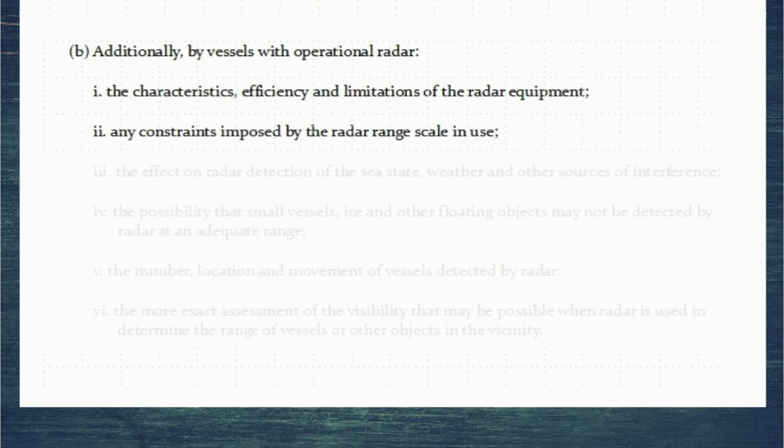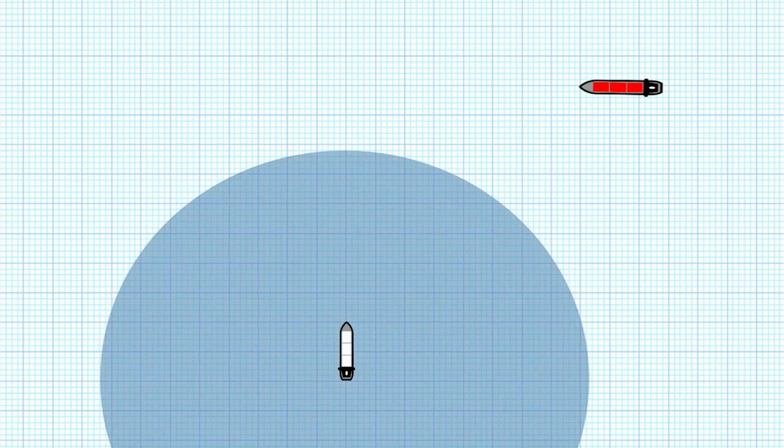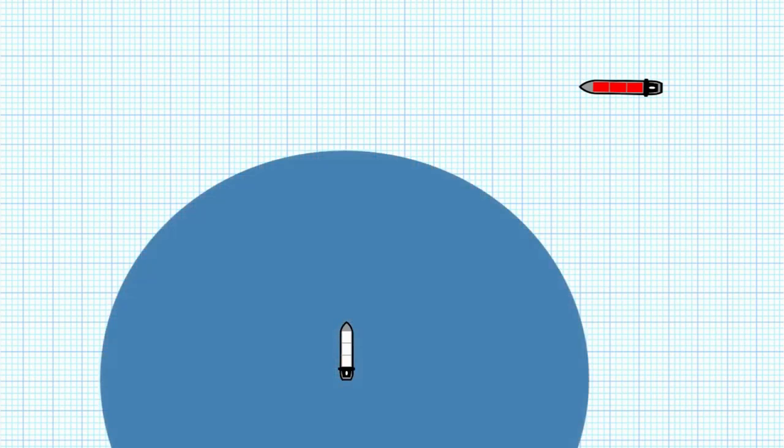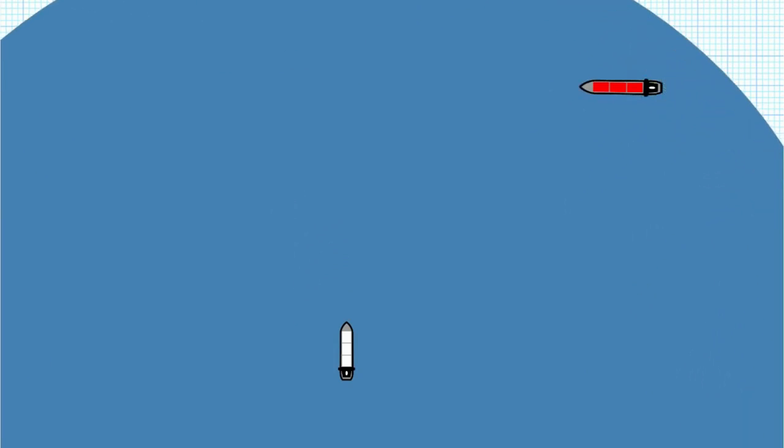Any constraints imposed by the radar range scale in use. Maybe the white vessel is on a small range because they're navigating close to shore. They wouldn't detect the other vessel. If they're on a larger range, of course they would pick up that other vessel. This is going to have an effect on the speed you deem to be safe.